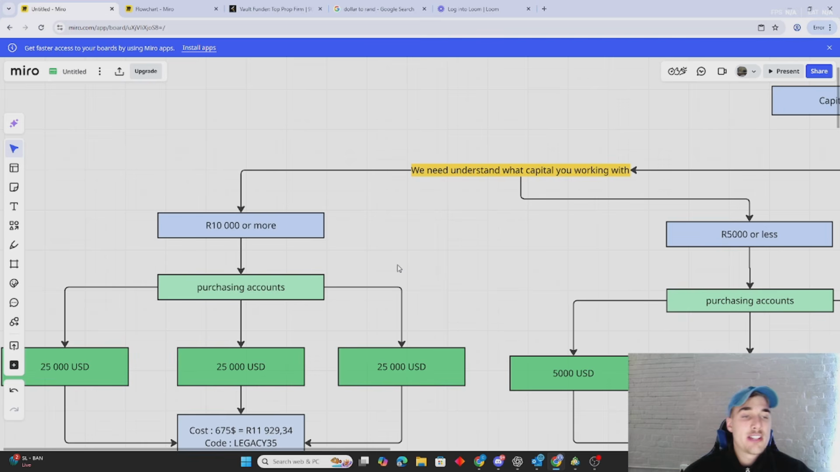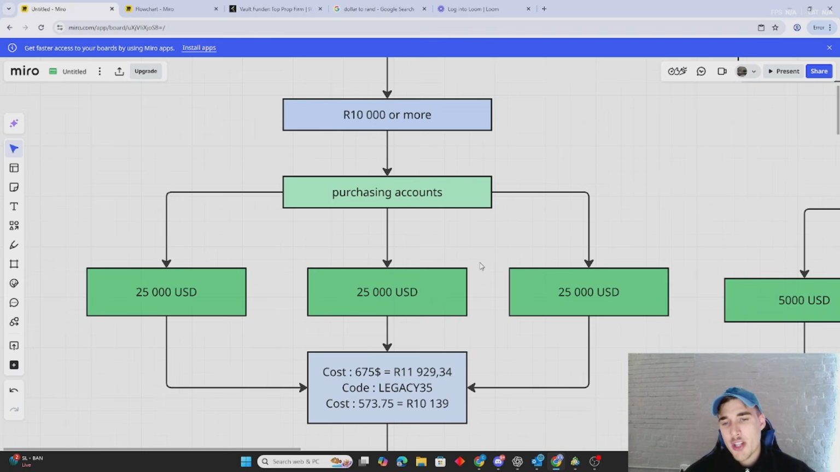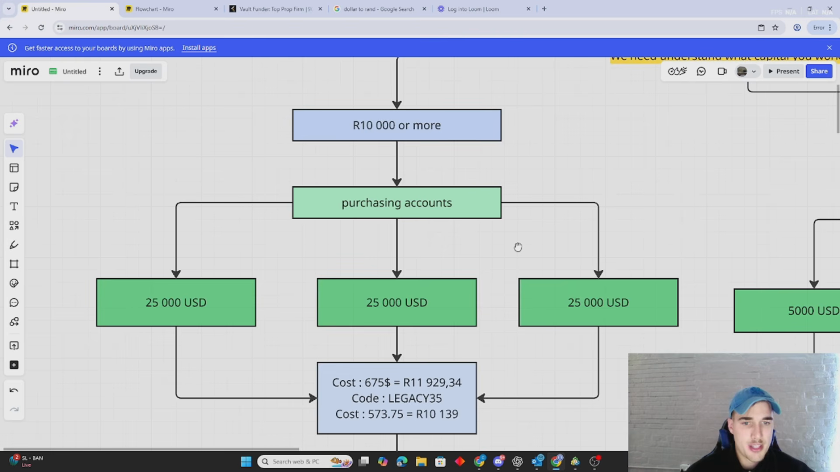So if we look at purchasing accounts, 10,000 Rand or more, essentially what you should be looking at is buying 3 accounts. Now, why do I say this? Why should I buy 3 accounts? Why don't I just buy a $100,000 account for 10,000 Rand then? Well, I'm going to get into that, but it's something about splitting up your risk.